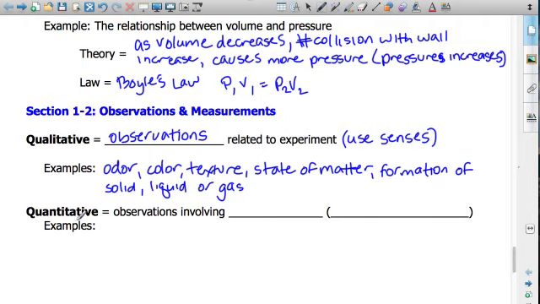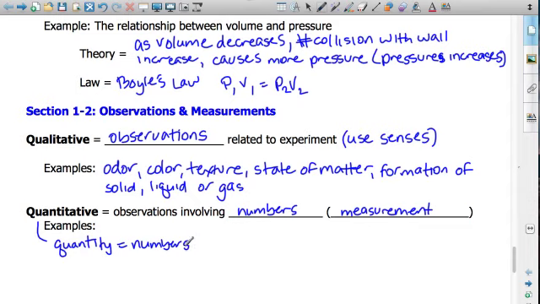In contrast, a quantitative observation is any observation involving numbers. The other way to say this is a quantitative observation is a measurement. So if something's quantitative, it's a measurement. If it's qualitative, it's an observation. One way I remember this is quantitative sounds a lot like quantity, and you know quantity is related to numbers. So then that can get you to measurement. So quantitative, quantity, quantitative is a measurement.